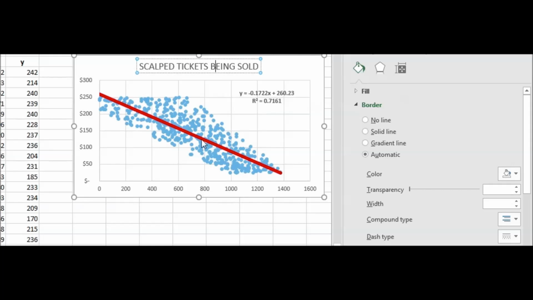So this is the relationship between how many people are trying to sell tickets at the different prices, and obviously as the price goes down, the number of people wanting to sell tickets becomes less.